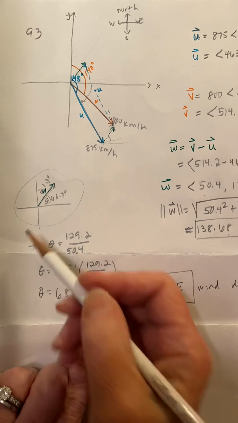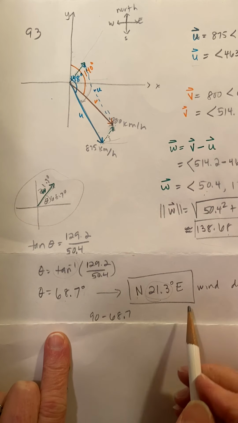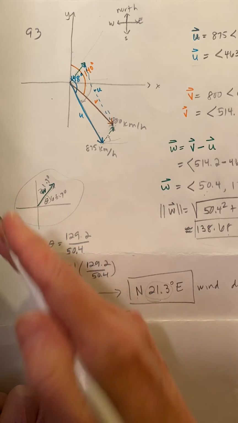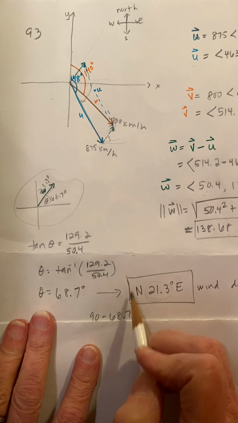And which way is it off? Because it could go that way off of north, or it could go that way off of north. It's in the eastward direction. So that's telling me it's going that way off of north, not that way off of north. So that's it. That's the wind direction.